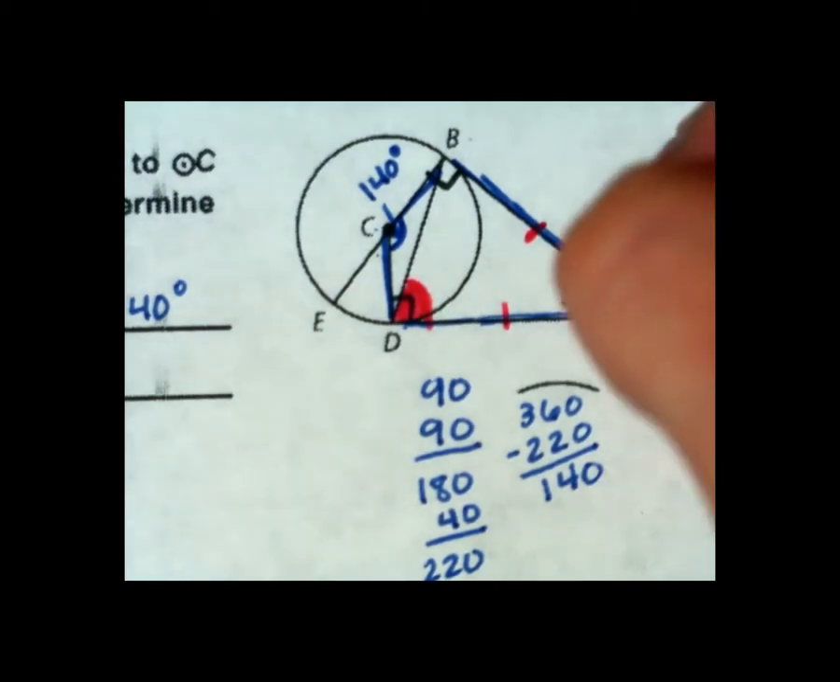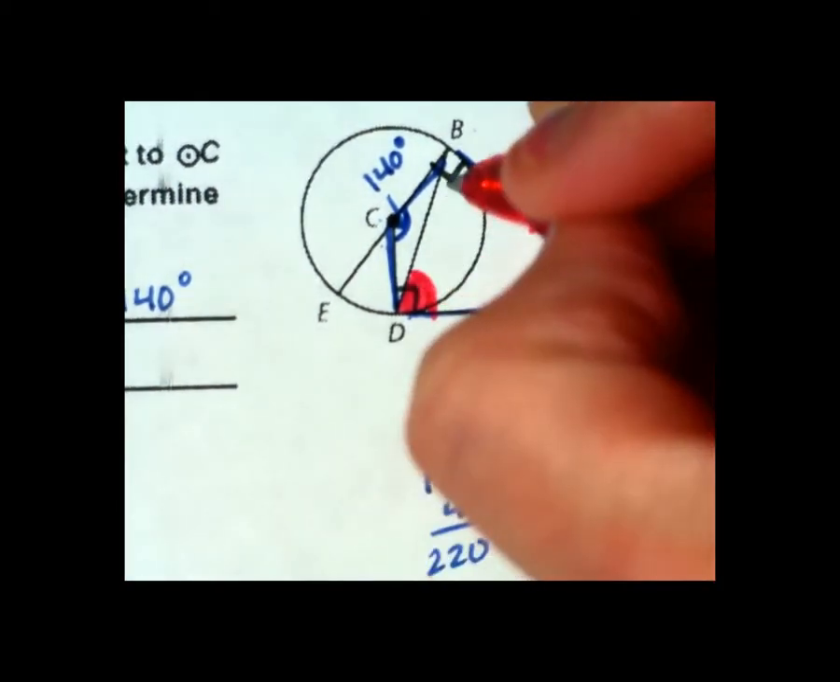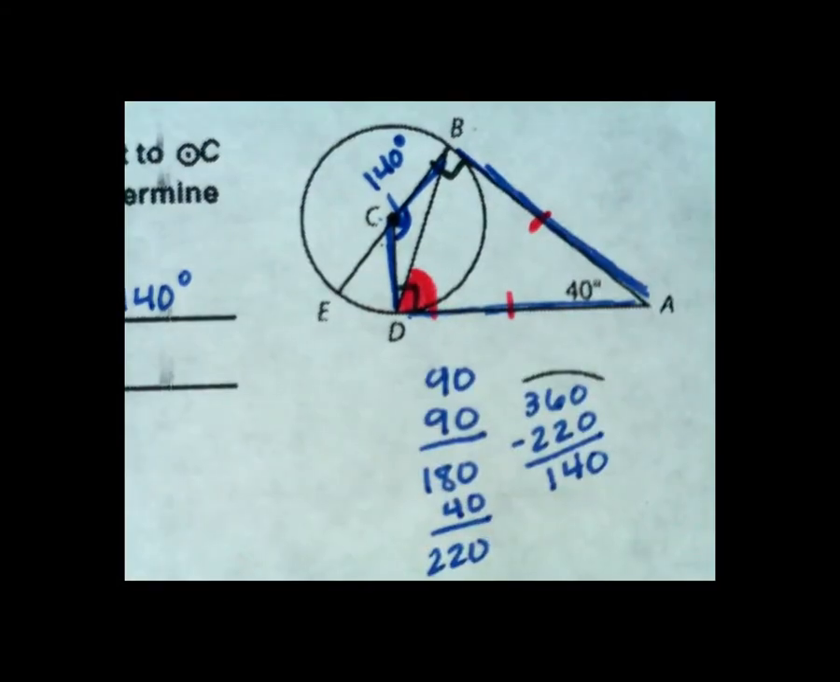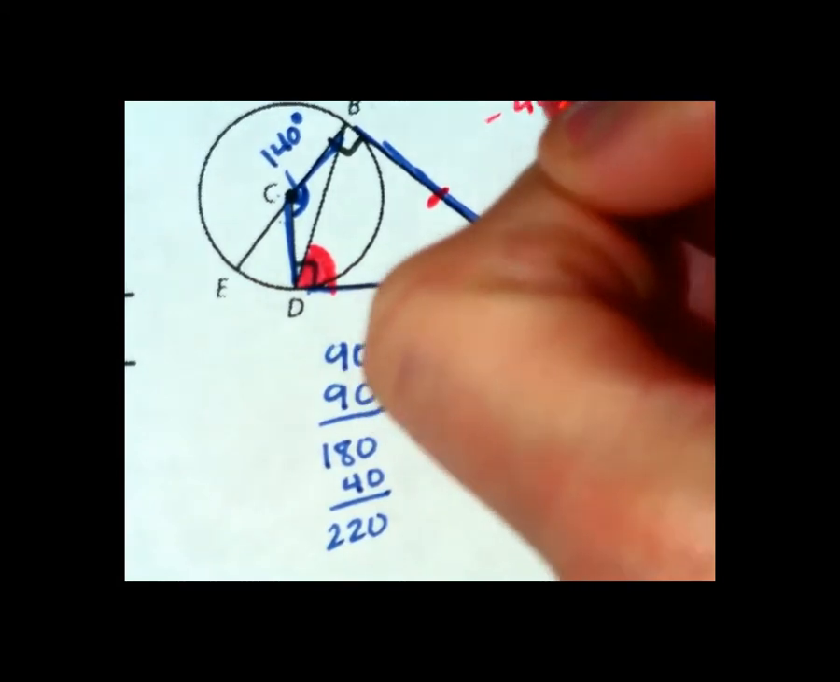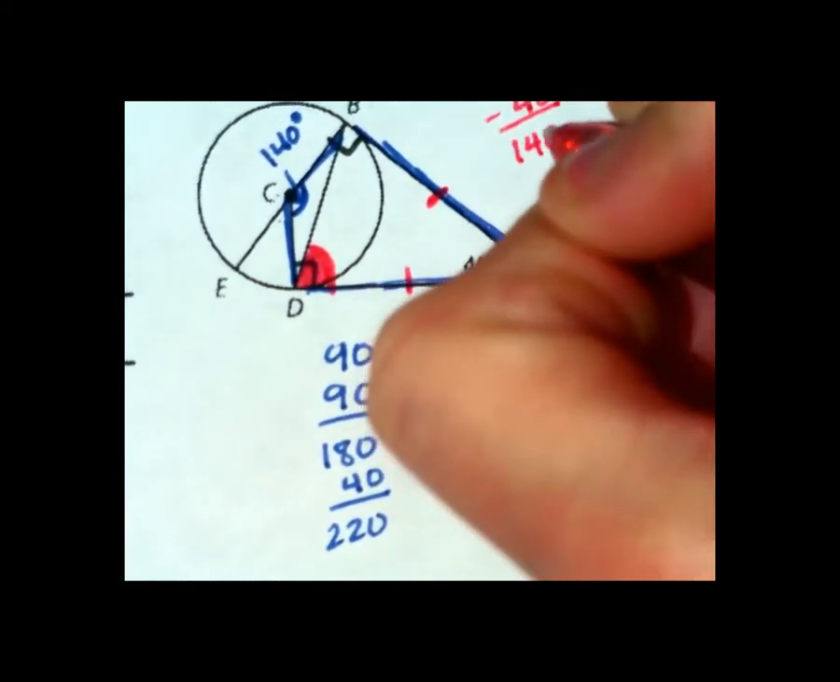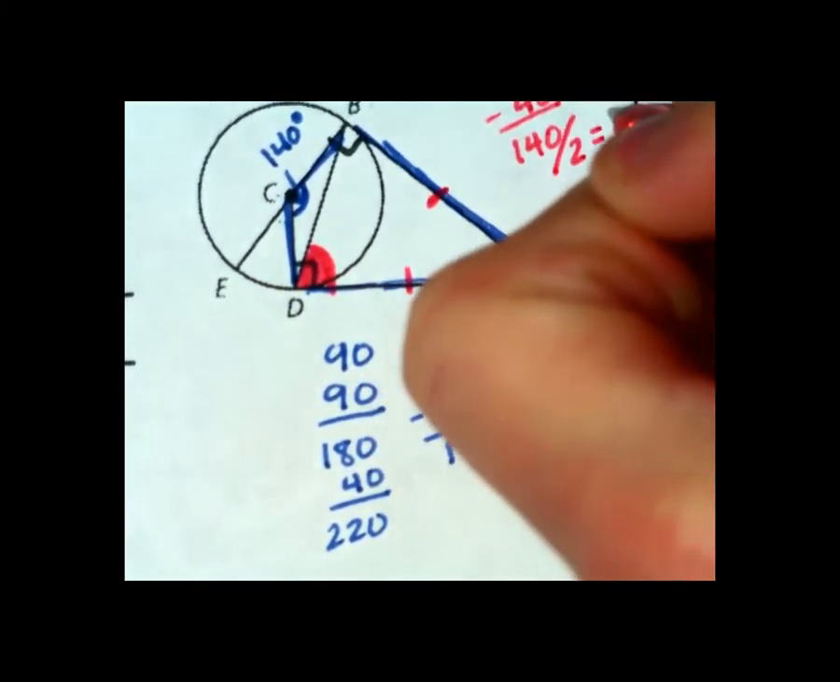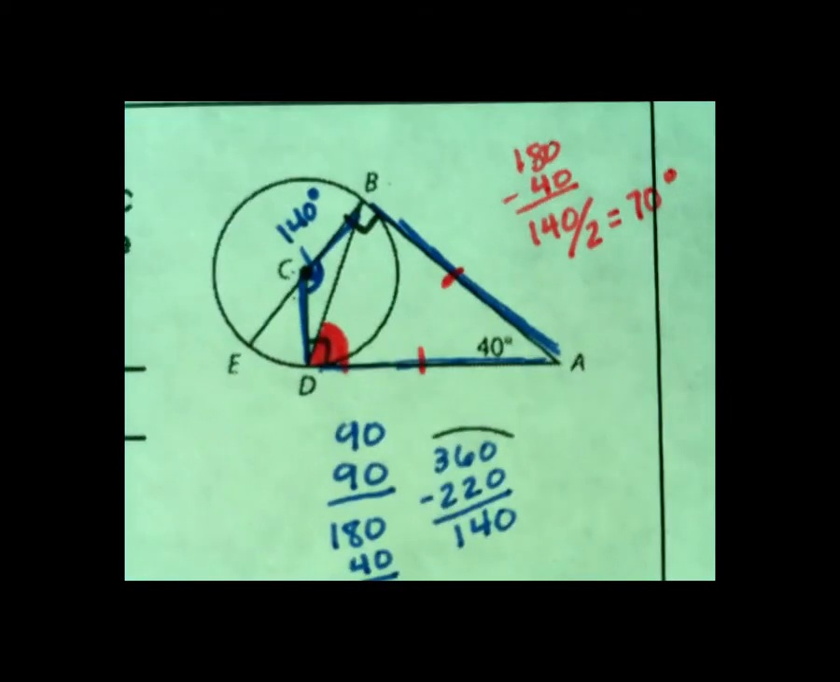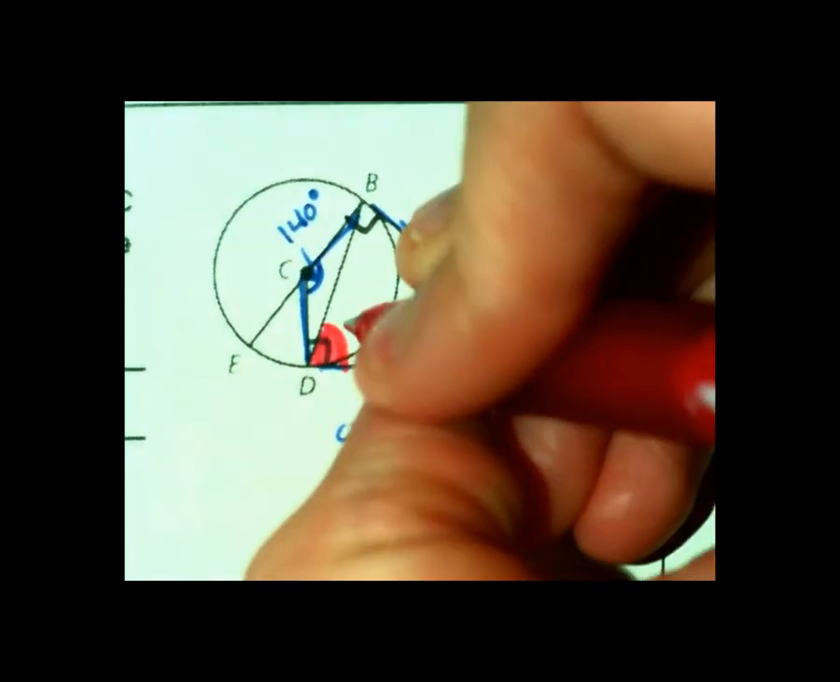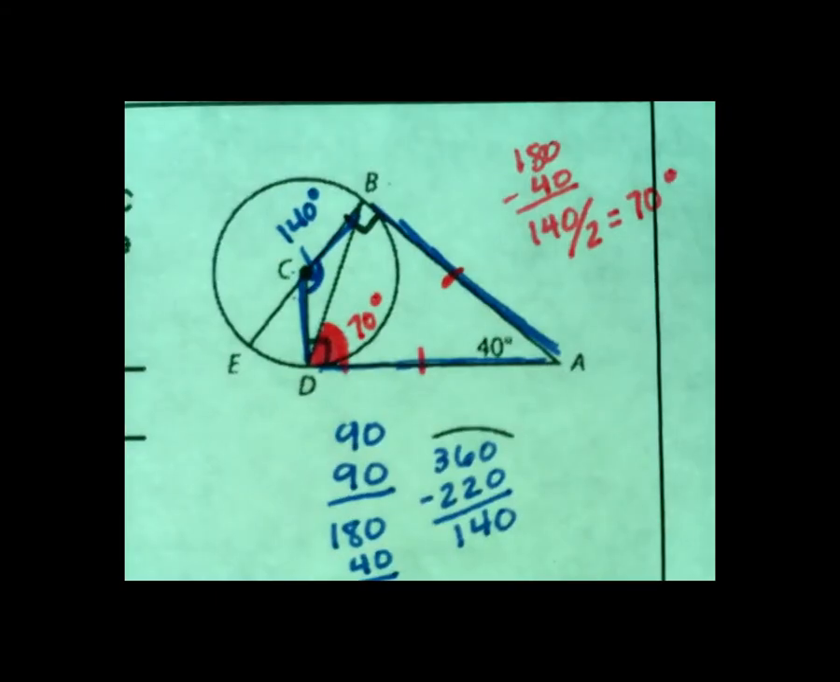So if this is 40, how do I find out what each of these pieces are then? Okay, 180 minus 40, which is 140. Divide that by 2. 70. So this is 70, because you had an isosceles triangle. Last angle there.